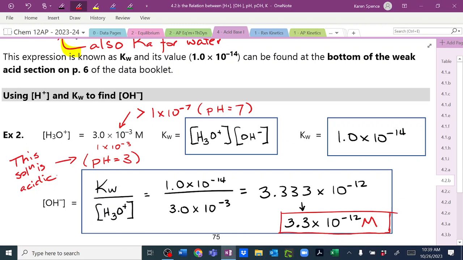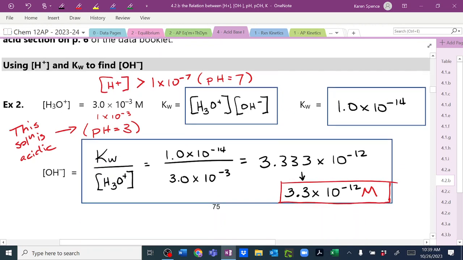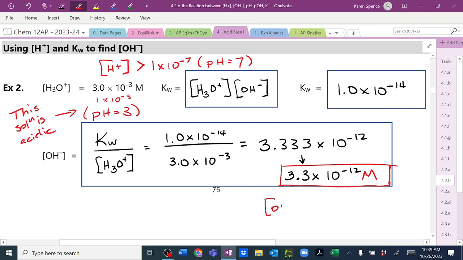Now, if the concentration of hydrogen ion is greater than 1 times 10 to the negative 7, that means that your hydroxide ion concentration is going to be less than 1 times 10 to the negative 7. Yes? 10 to the negative 7 for hydrogen and hydroxide is neutral at 25 degrees Celsius.